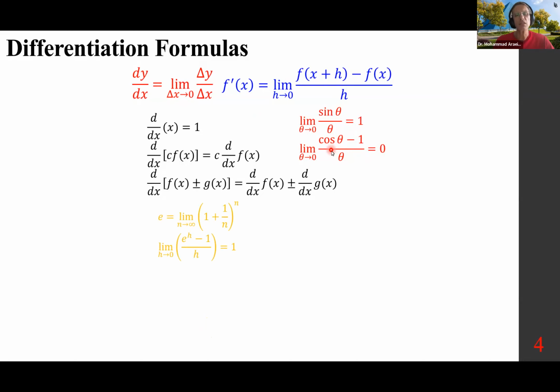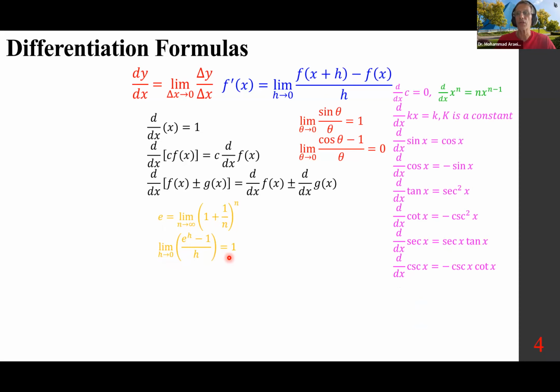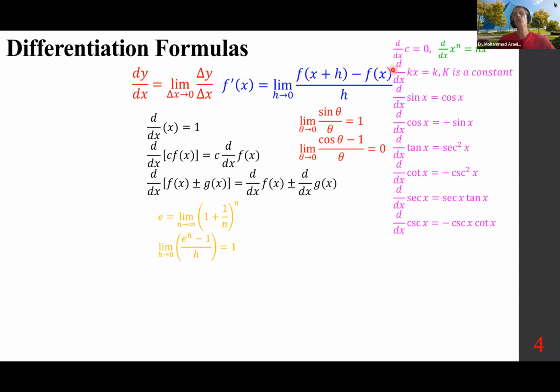Definition of e is such that the limit of 1 plus 1 over n to the power of n as n approaches infinity represents e. Or e is such a number that the limit of e to the power of h minus 1 over h as h approaches 0 is equal to 1. Those are some definitions. Now, we are going to use mainly these formulas for now. There are other formulas coming up. I will mention them.